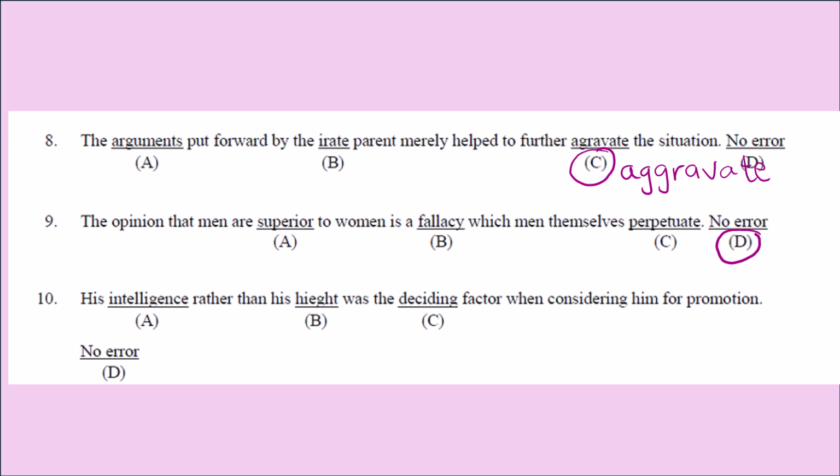The answer is D because all those words are correctly spelled. Number 10, intelligence, height, and deciding. The incorrectly spelled word is height. And you probably have guessed it, the E needs to come before the I. So the correctly spelled word is H-E-I-G-H-T.